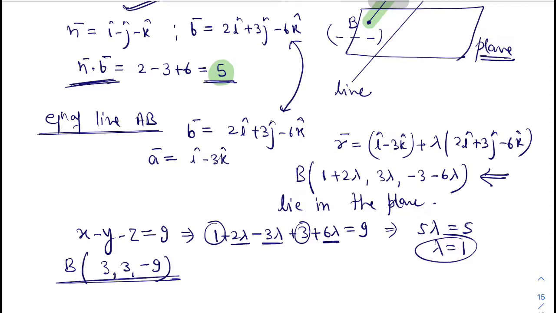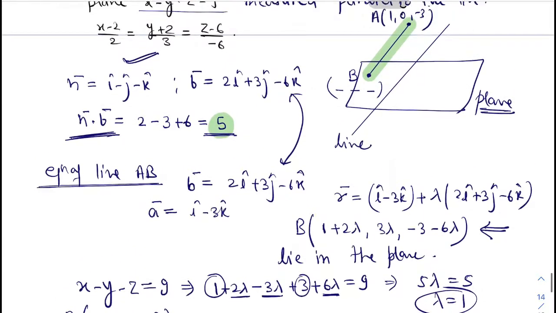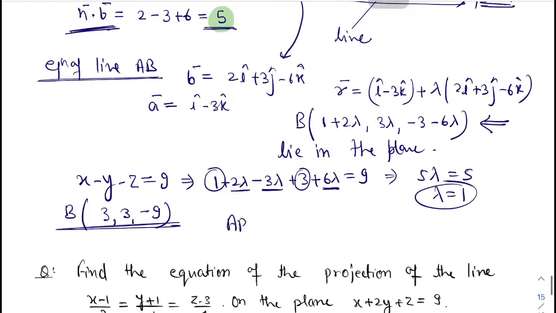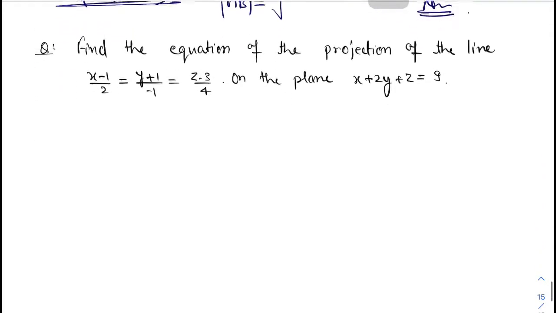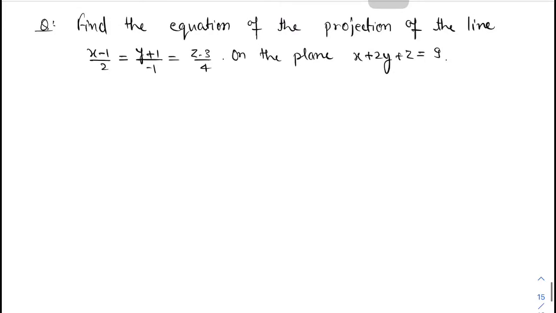Okay, so we have 2 points, A and B, so we can easily calculate the distance between A and B. This will be our answer. Okay, you can do it by yourself. Let us see the second question that says you have to find the equation of the projection of this line on this plane. There is a given plane, and a given line.